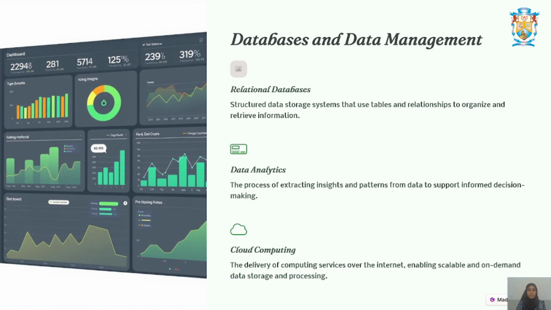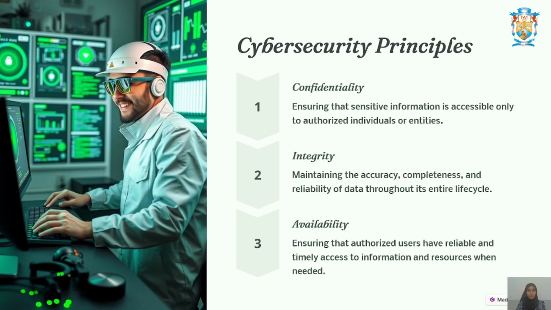Database and data management. Relational database. Relational database in the sense storing the data in rows and columns. So it is a structured data storage system that uses tables, that is rows and columns, and relationships to organize and retrieve information. So here all the information which we are storing will be stored in the form of tables. Data analytics. The process of extracting insights and patterns from data to support informed decision making. Next is cloud computing, the delivery of computing services over the internet, enabling scalable and on-demand data storage and processing. Next is cybersecurity principles.